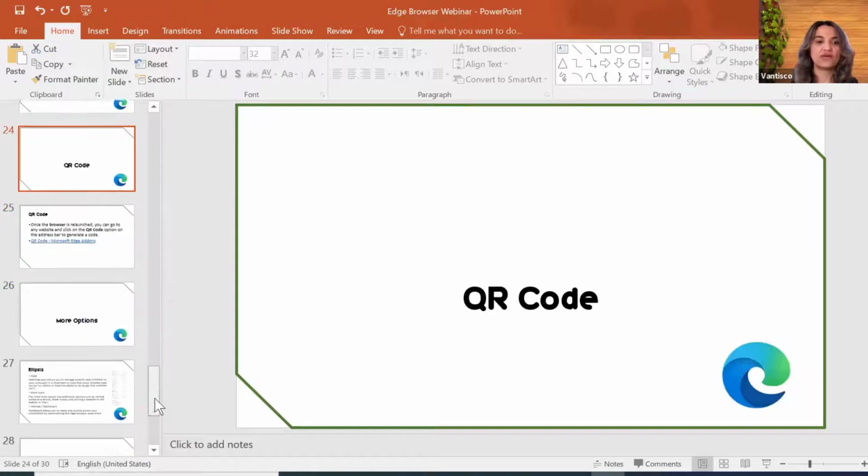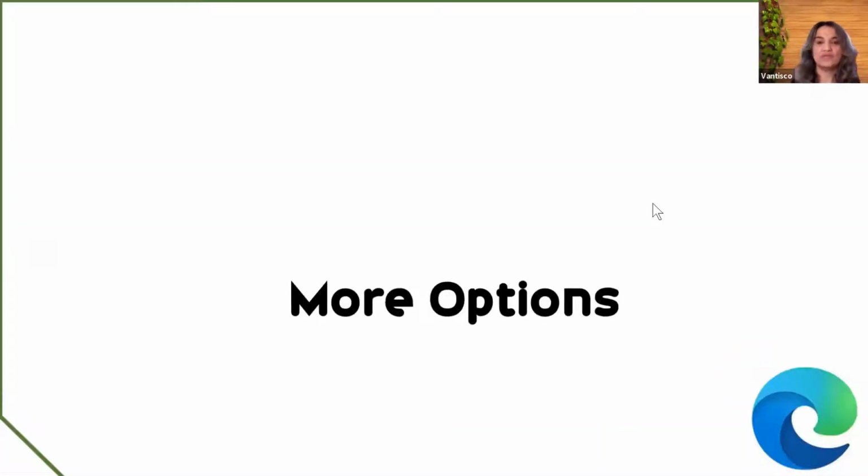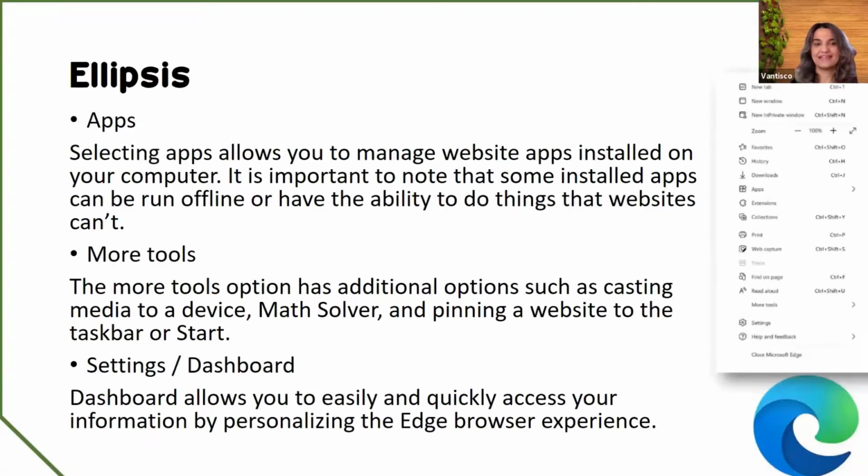After the QR code, we have more options. Let's see where we can find more options. Okay, we have the ellipses, the 3 dots. We will check this list together now. We will talk about the applications, more tools, and how to enhance the dashboard. Okay, we will see together how to add these.